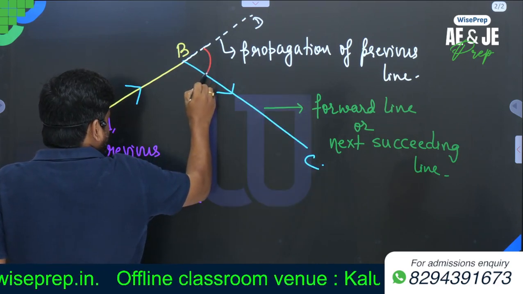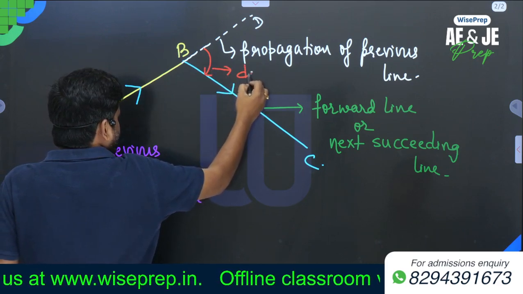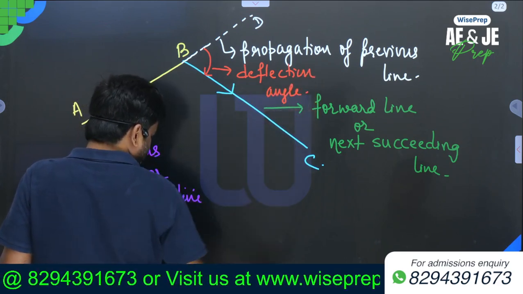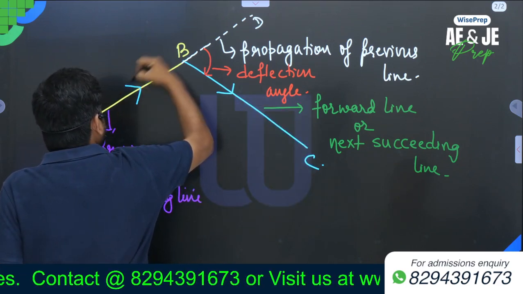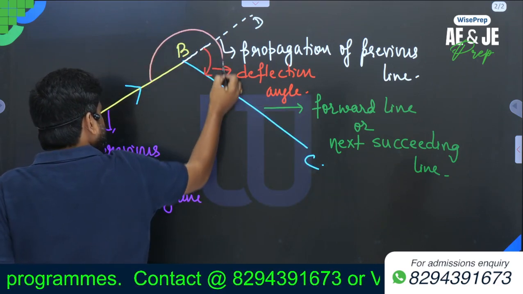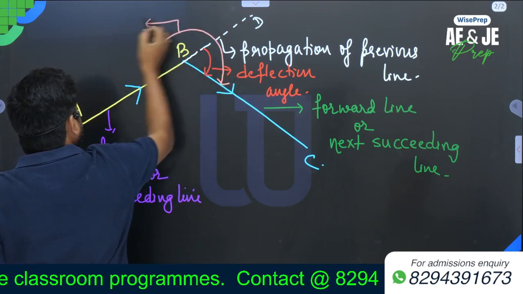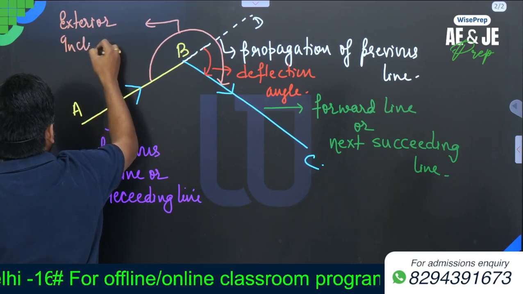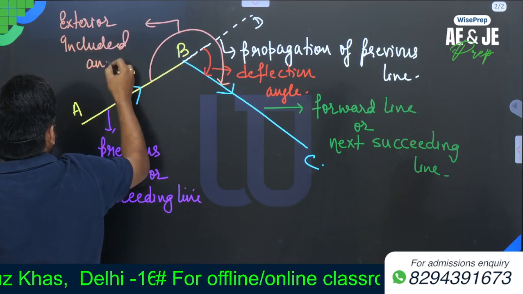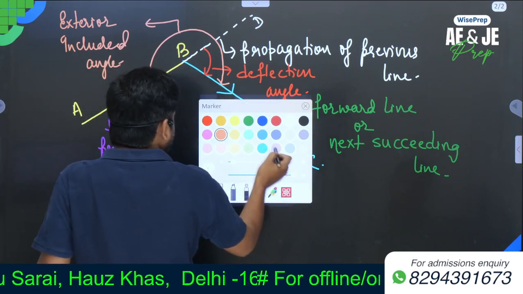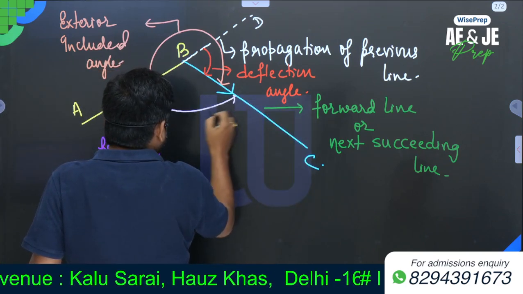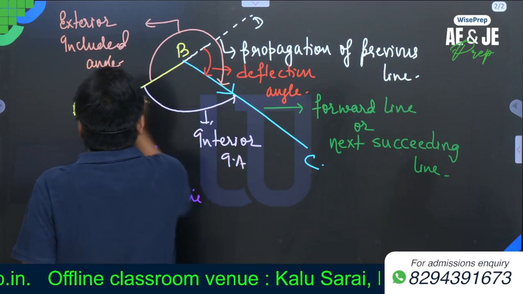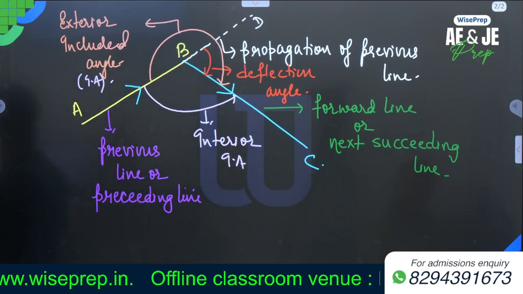So this is the deflection angle. This is the exterior included angle. This is the interior included angle. All right.